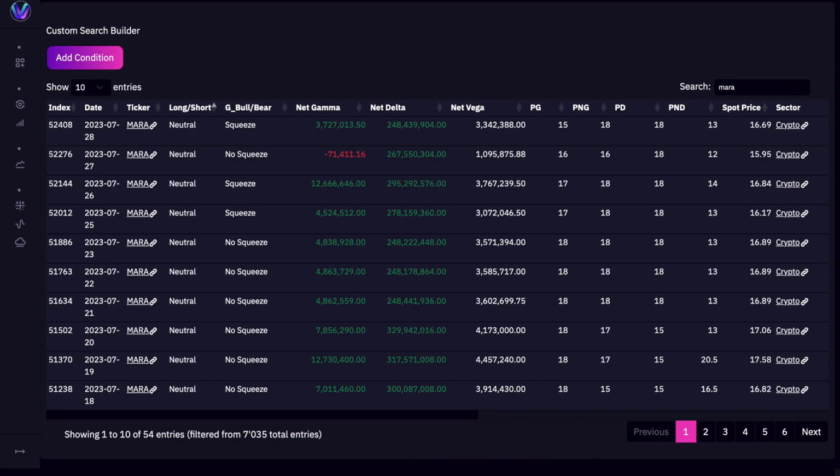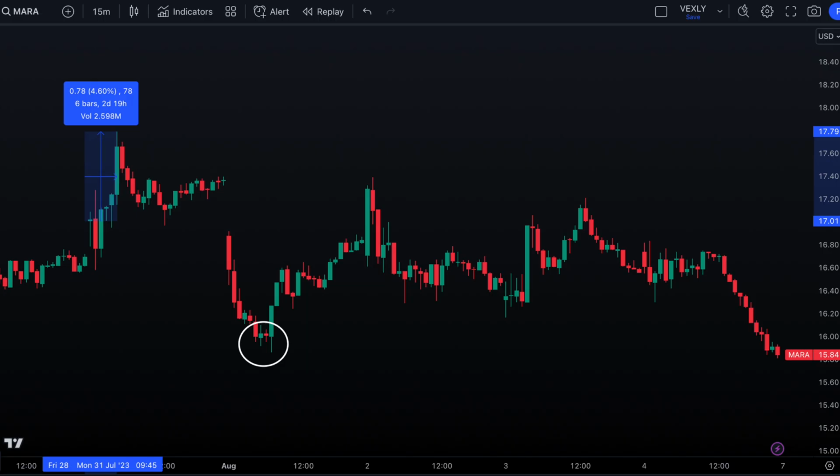For our next idea, we liked Mara as a long due to the squeeze conditions due to the option mechanics. We mentioned that downside was possible before a move higher and that we wanted to see 16 act as support. From Monday's open to high of week, Mara was up 4.6%. And if you didn't catch that move, Mara gave plenty of opportunities to scalp at that 16 support we mentioned.